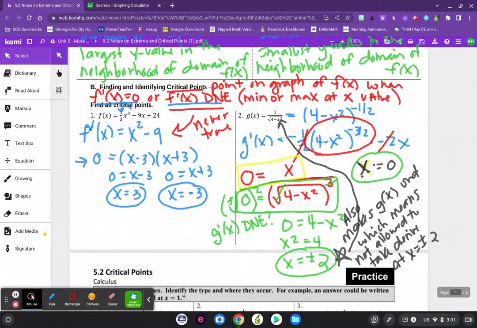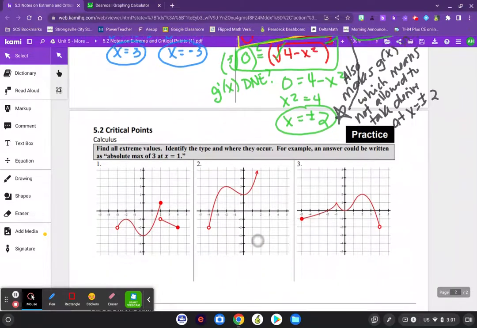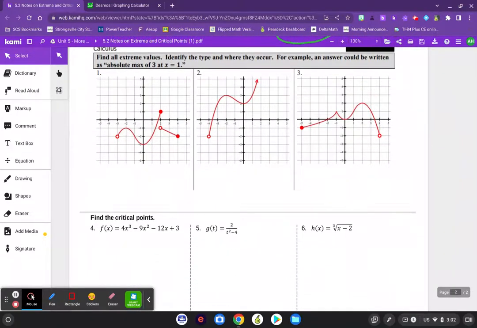All right. So with all that knowledge that you now have, your job is to attempt the practice. In 1, 2, and 3, you are going to do things like identify the type of extreme value and where they occur. For example, an answer could be written as absolute max of 3 at x equals 1. Here, I'll do this first one with you.